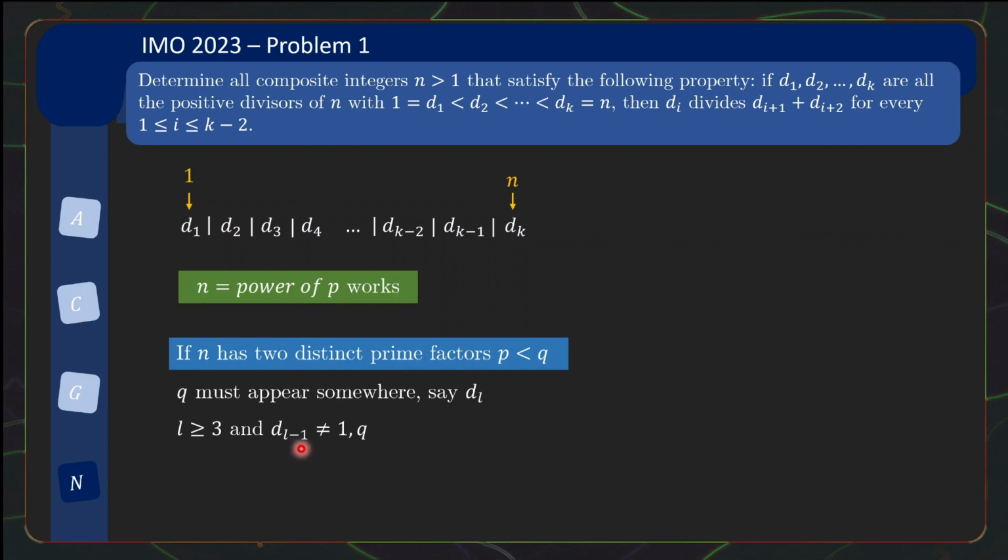divisor before that is not 1, and it cannot be q itself again. So d_(l-1) will not divide d_l, which contradicts our necessary condition here. So this means that all the other values of n indeed do not work. So that is all there is to problem 1.